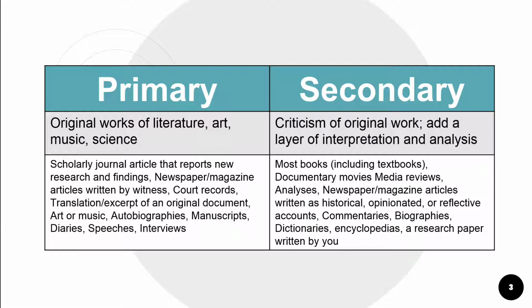Examples of primary resources are scholarly journal articles that report new research and findings, newspaper or magazine articles written soon after the event or fact, court records, translation or an excerpt of an original document, art or music, autobiographies, manuscripts, diaries, speeches, and interviews.